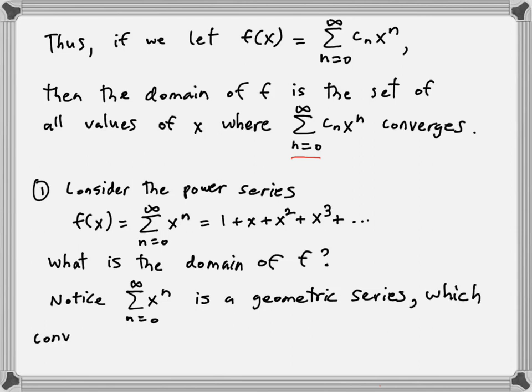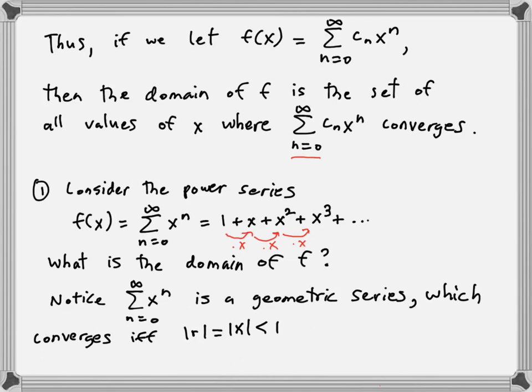Which converges if and only if the absolute value of its ratio, which is what in this case? Well, if you look at the terms, each term is getting multiplied by x, right? Times x times x. So it's clear that the ratio is x. So it converges if the absolute value of x is less than 1.